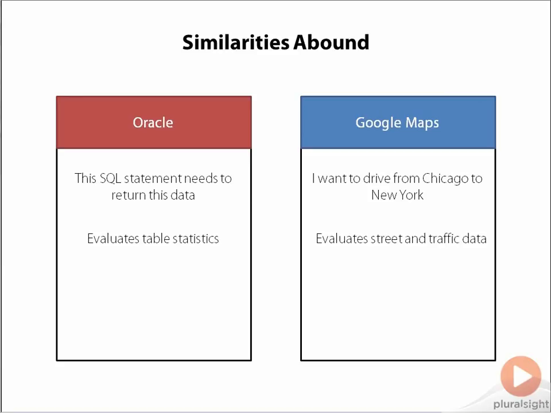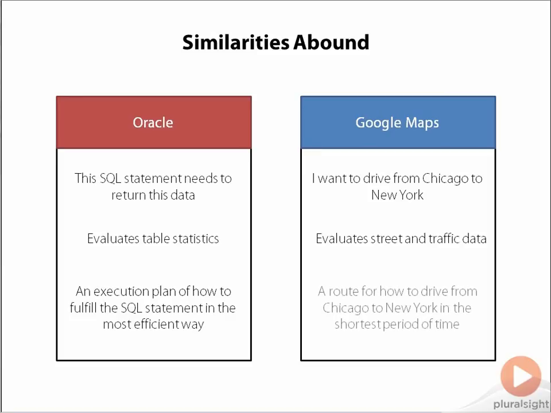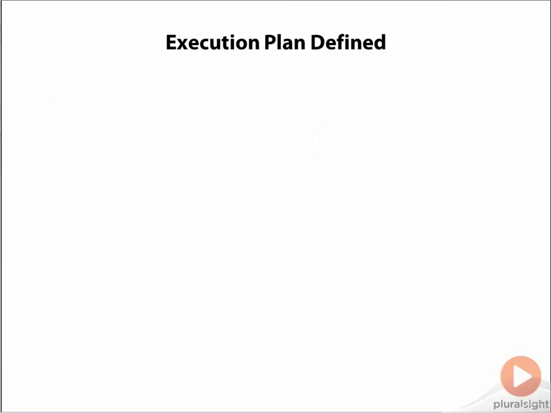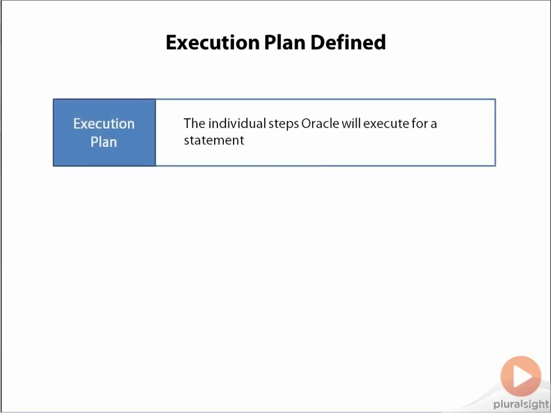In the end, both tools come up with a plan. In Oracle, this plan is called an execution plan, and it tells Oracle the most efficient way to process your SQL statement. In Google Maps, the plan is turn-by-turn directions that will get you from Chicago to New York in the shortest amount of time. You may not be familiar with the term execution plan, or you may have heard the term, but weren't really sure what it meant. An execution plan is the collection of individual steps Oracle has to perform in order to execute your SQL statement.